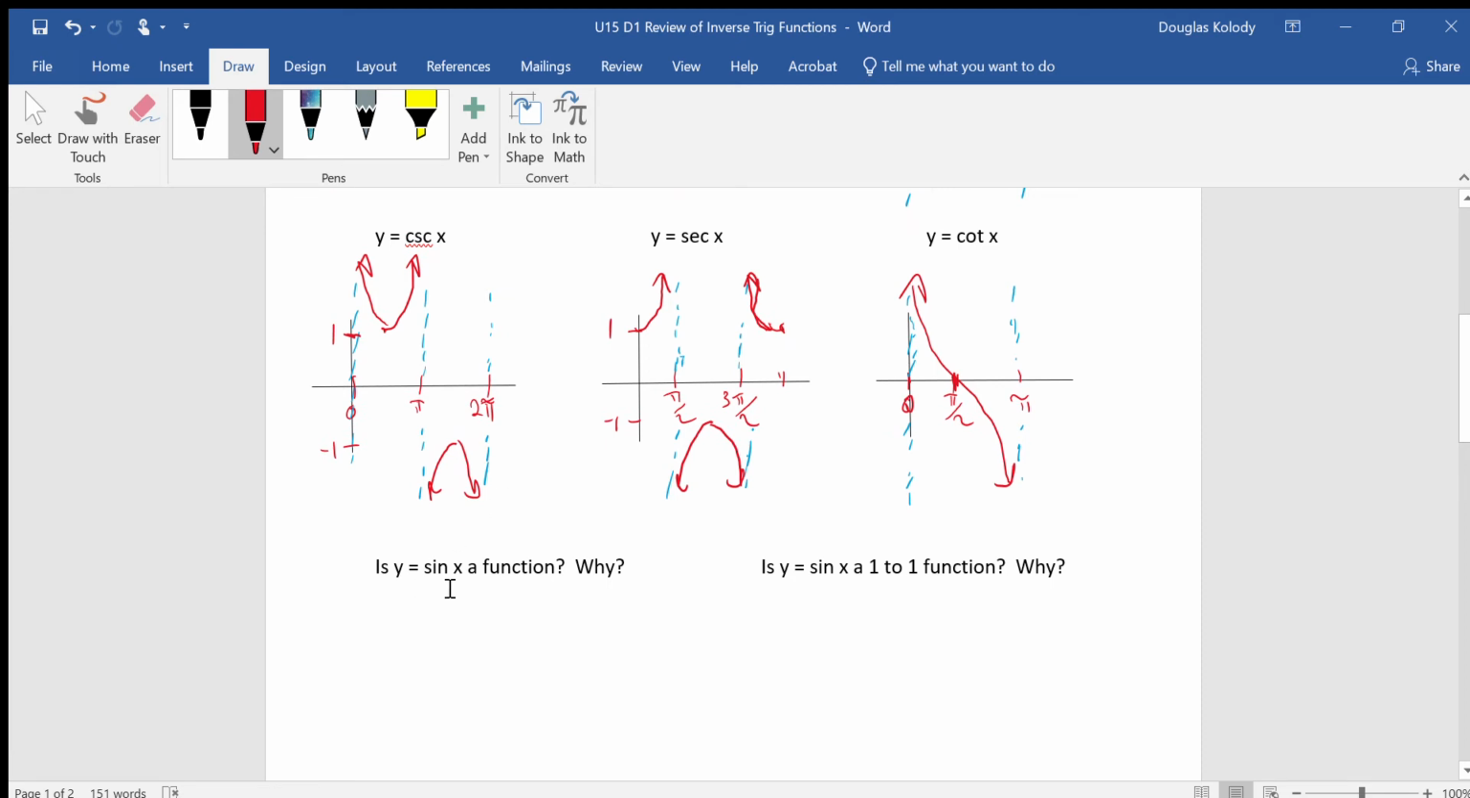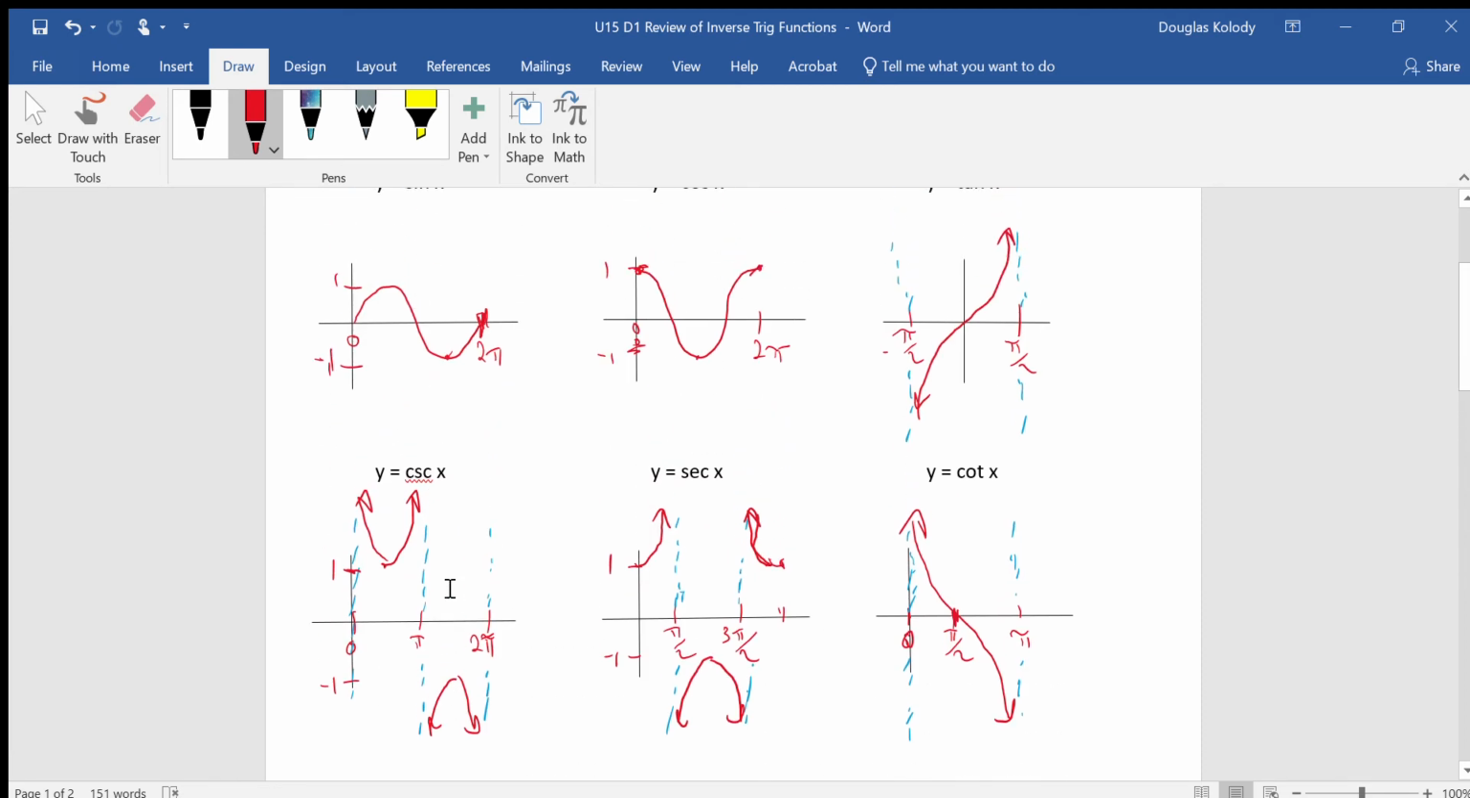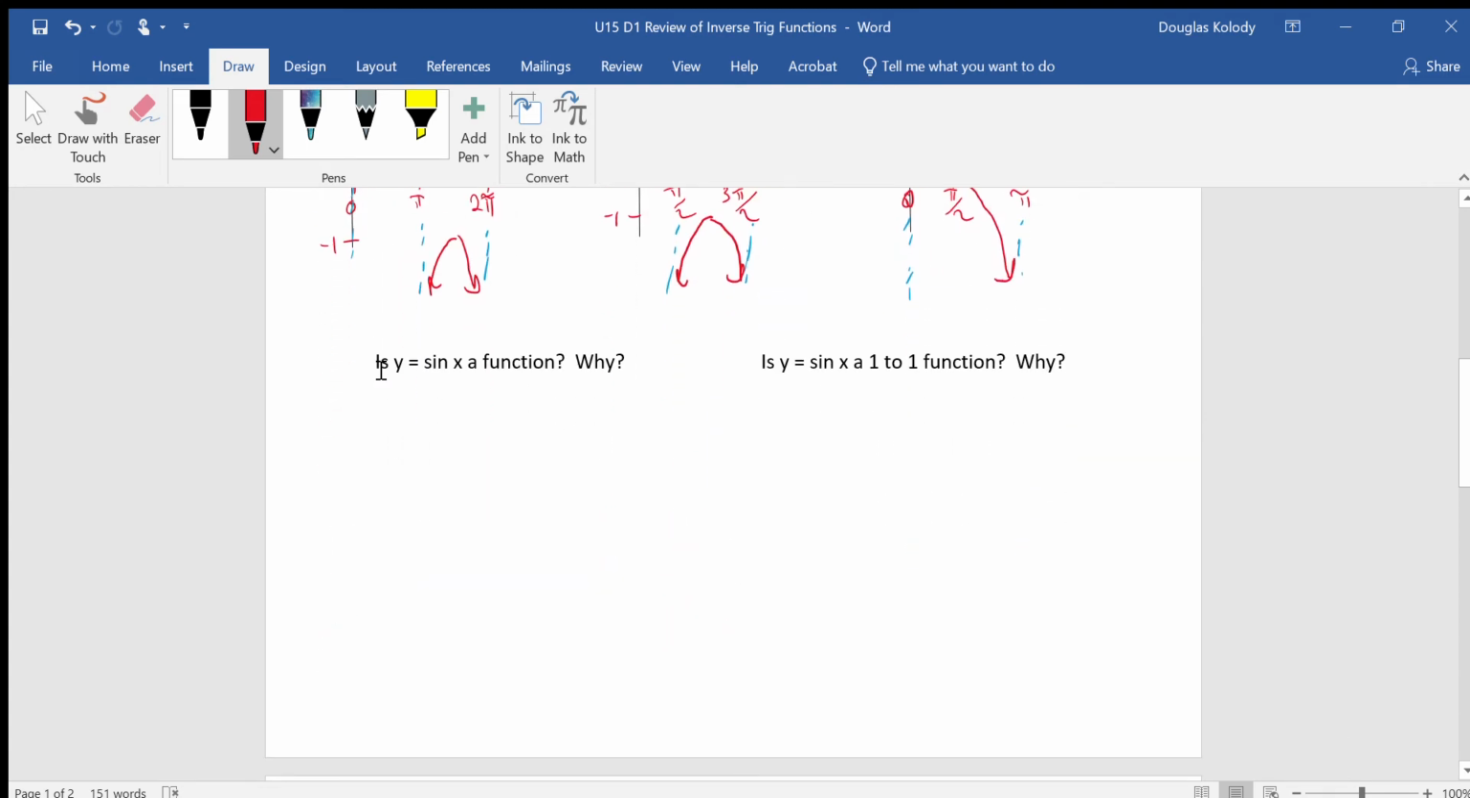Is y equals sine of x a function? Yeah, it is, right? It most definitely is, because it passes the vertical line test. If I draw a vertical line, vertical line, vertical line, it passes the vertical line test. So yes, because it passes the vertical line test, VLT, it is a function.